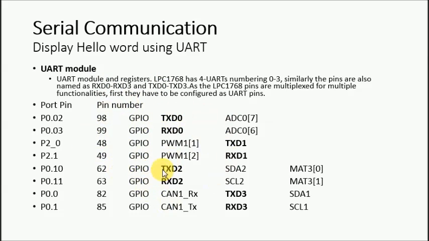Now take a look here at the port pin, the pin number and the nature. General purpose input output pins are there, and you can see multiple functions. Here it is TXD0, and it can also be used as ADC0. Again you can see RxD0, which can also be used as ADC0 channel 6. Similarly, there is PWM1, which is the PWM channel. So we know that the port pins have multiple functions.